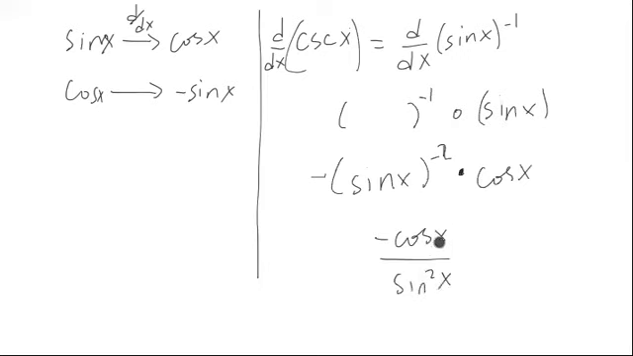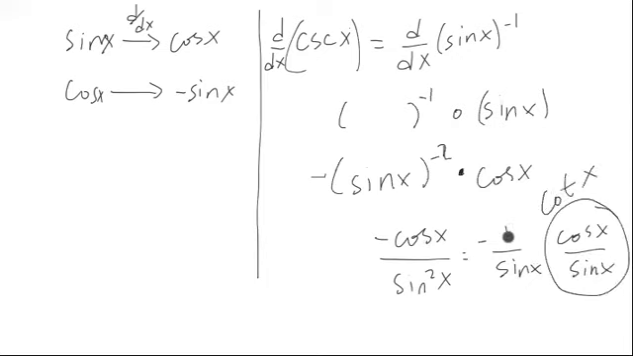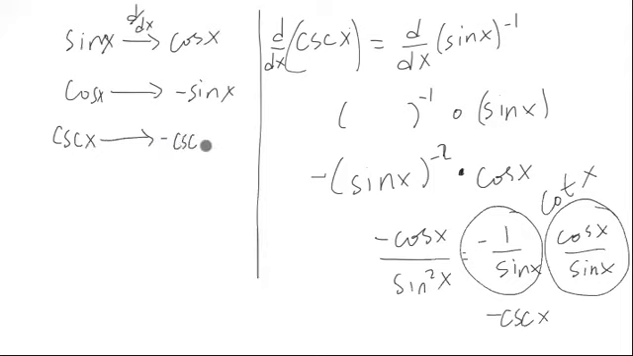Well, let's rewrite this a little bit. We can think of this as being equal to negative 1 over sine x times cosine x over sine x. This part right here is the cotangent of x. This part right here is negative cosecant x. So we can add to our list here: cosecant x becomes negative cosecant x cotangent x when we take a derivative. All right, let's look at another one, but just remember what these were.